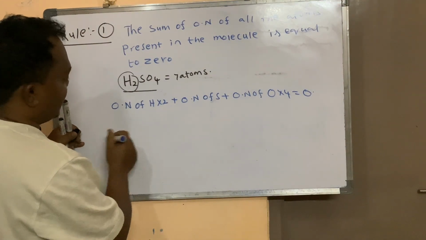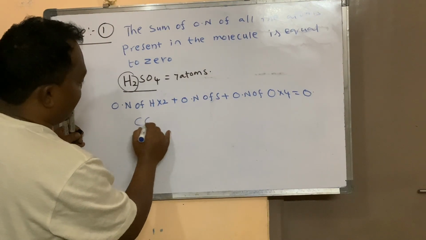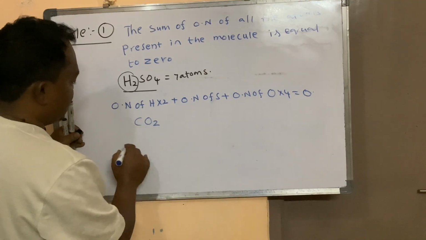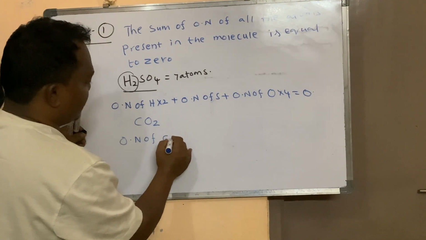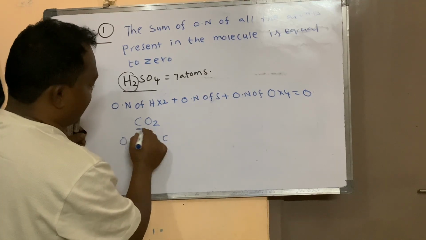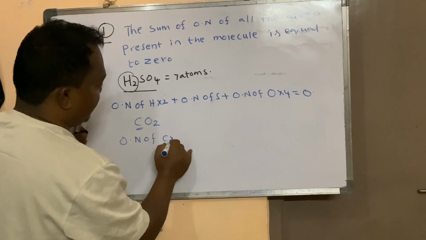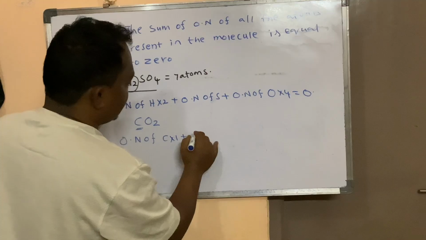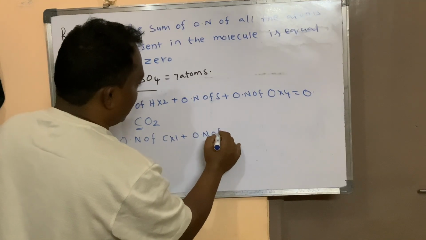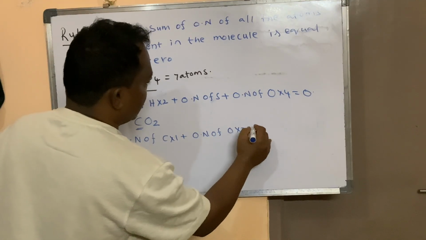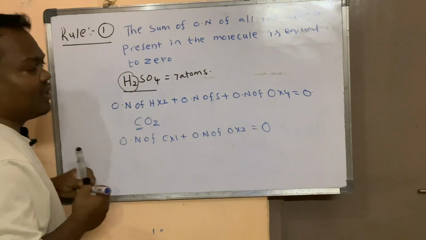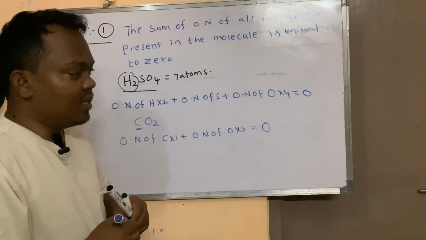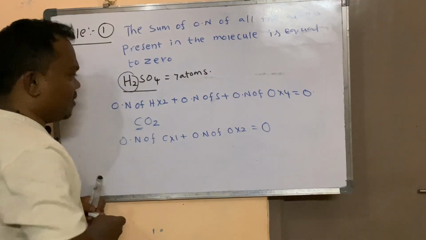Let me go with one more simple example. I am taking carbon dioxide. That means the oxidation number of carbon, there is only one carbon atom, so carbon times 1, plus the oxidation number of oxygen times 2, is equal to 0. I hope you are clear on this first rule. Let me move on to the second rule.